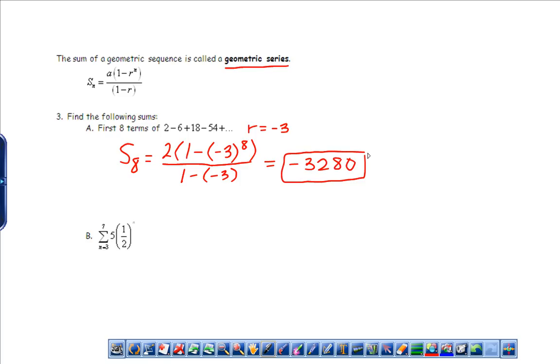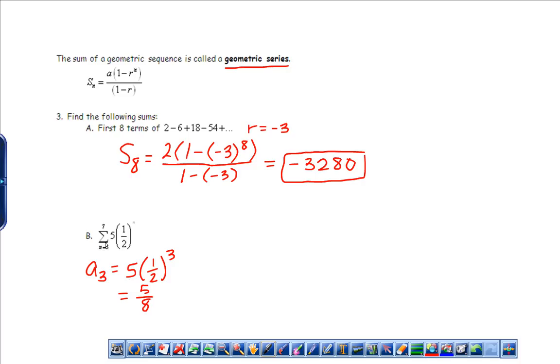Okay, so then on part B, it's a little bit different because we're not writing it out. They're giving us a sum in sigma notation. So we have to find the first term. We need to also find out how many terms there are. The first term in this sequence is a sub 3 because we're starting with the 3 down here. So you need to do 5 times 1/2 to the 3 power. All right, and that gives us 5/8 when it's all simplified out.